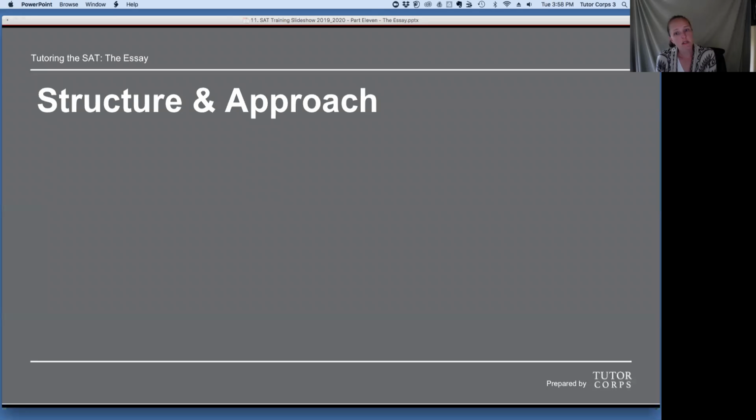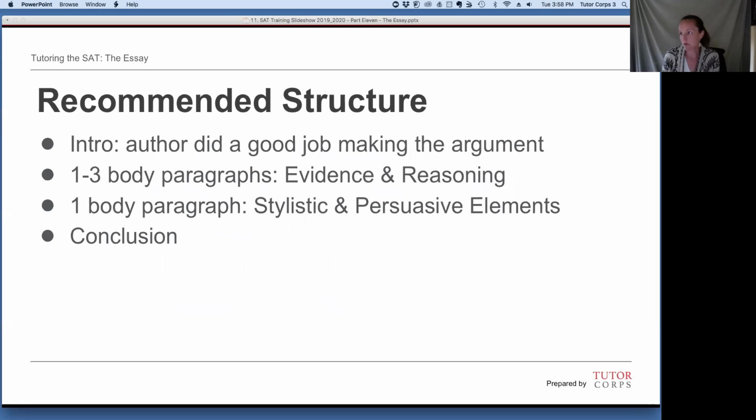Structure and approach. So in this section of our training, we'll be talking about how to help your students structure and approach their essay strategically. So here's one recommended structure for your student's essay. Start with an intro paragraph. Be sure to mention here the author did a good job making their argument.